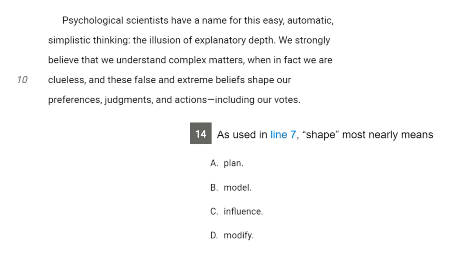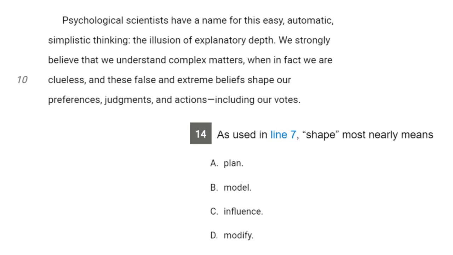Psychological sciences have a name for this easy, automatic, simplistic thinking: the illusion of explanatory depth. We strongly believe that we understand complex matters when in fact we are clueless, and these false and extreme beliefs shape our preferences, judgments, and actions, including our votes.